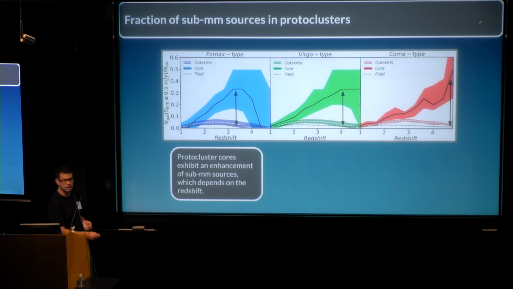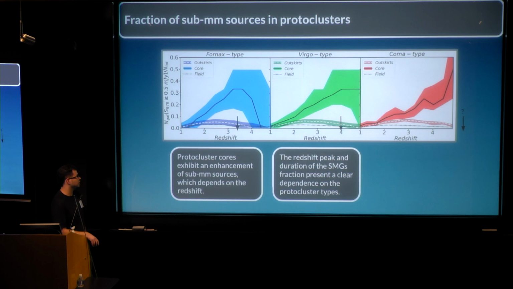This implies a submillimeter bright phase. At least most protocluster cores host at least one SMG. Also, there is a peak and a duration of this submillimeter phase, and it presents a clear dependence on the protocluster type. So for Coma type protoclusters, which are the progenitors of the most massive structures, the submillimeter phase and the peak start earlier compared to the other ones with lower mass.